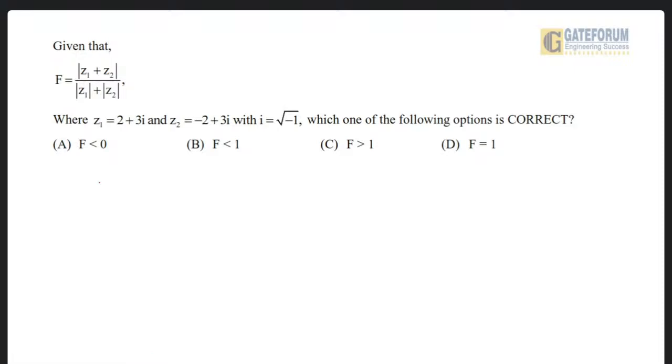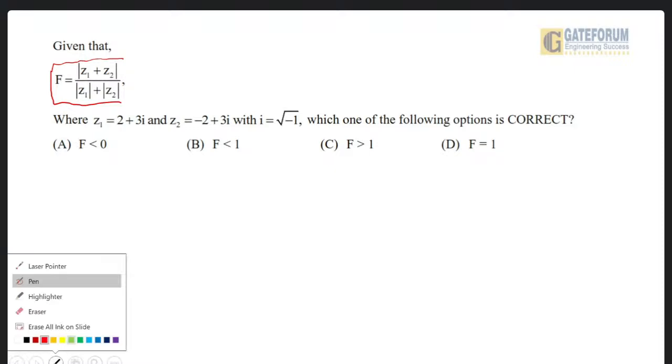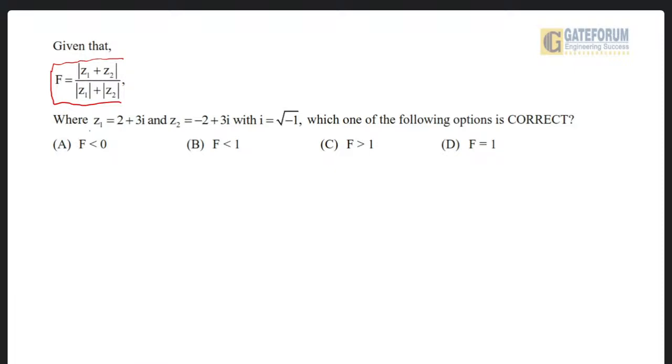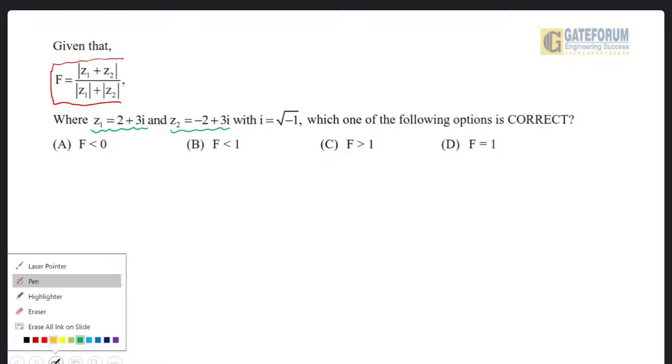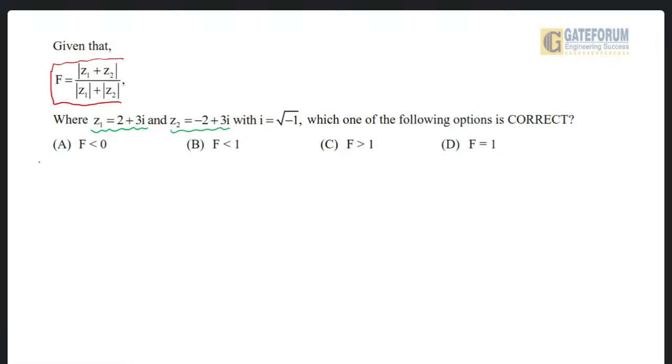The solution is, first of all, this is F given. And Z1 is 2 plus 3i, Z2 value is minus 2 plus 3i. Now, solution. So in F, we have mod Z1, mod Z2, and mod Z1 plus Z2. First of all, I have to calculate Z1 plus Z2.